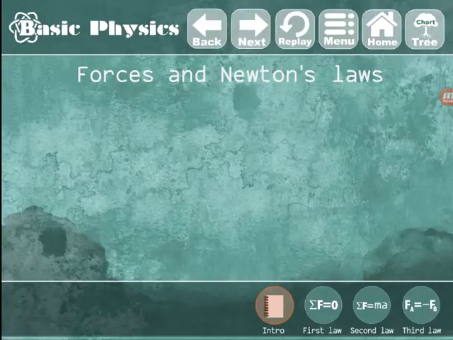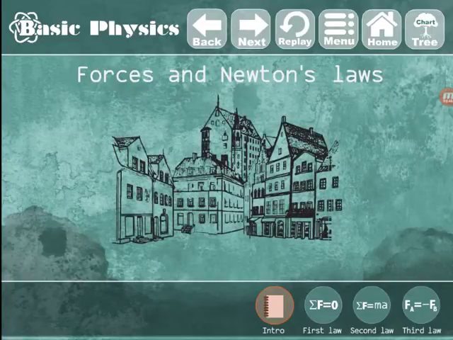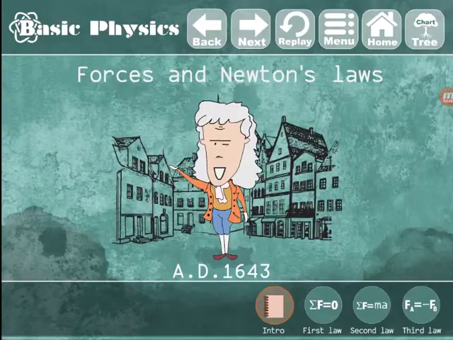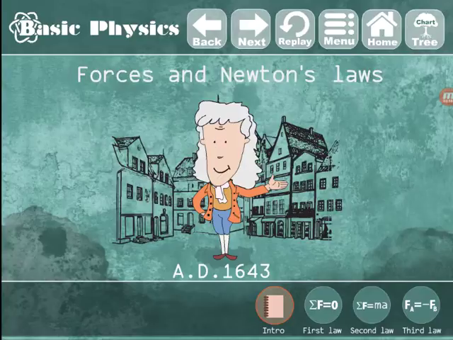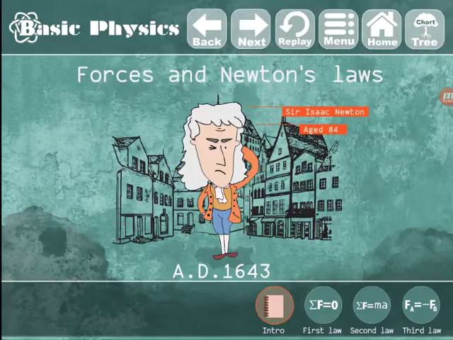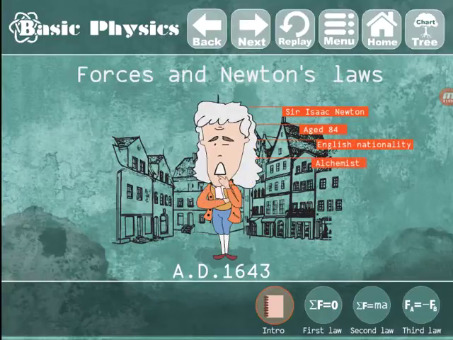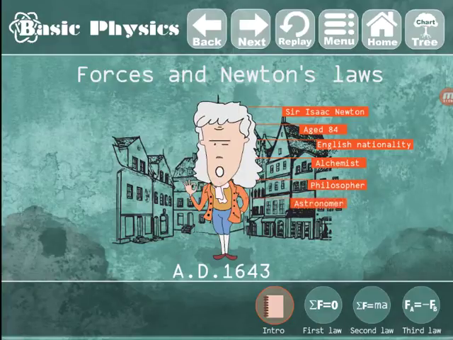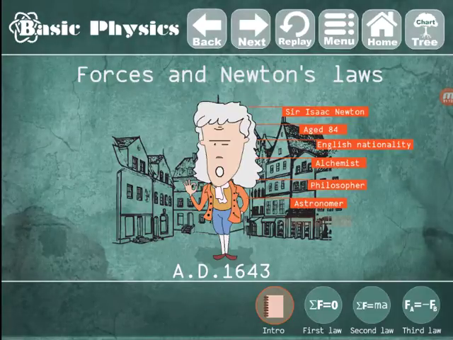Forces and Newton's laws of motion. Before getting into Newton's laws of motion, let's first get to know about the scientist named Newton. Sir Isaac Newton was an Englishman who lived from 1643 to 1727. He passed away at the age of 84. He was widely recognized as a physicist, mathematician, astronomer, philosopher, and technically an alchemist.